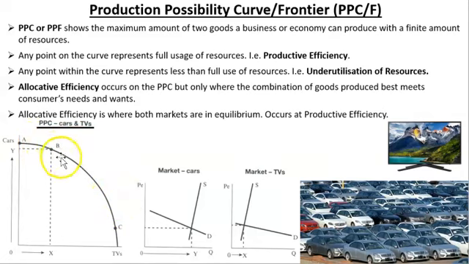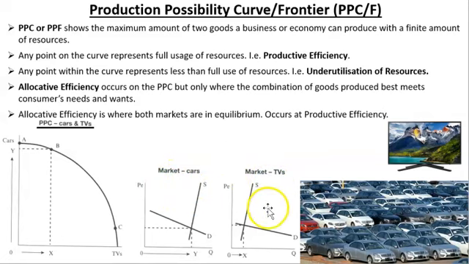Now, where on the curve would we ideally want to produce? Well, there's one point, there's one combination of TVs and cars. That's what we call allocatively efficient. It's the most efficient allocation of resources that best meets consumers' needs and wants. And how is that point worked out? Well, that point is worked out by market forces.